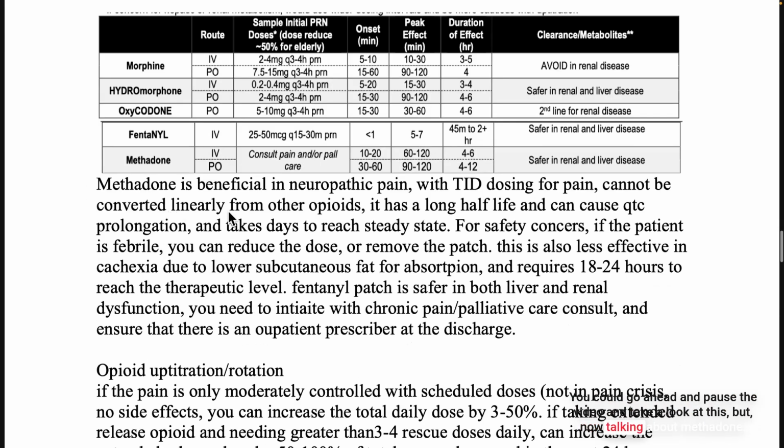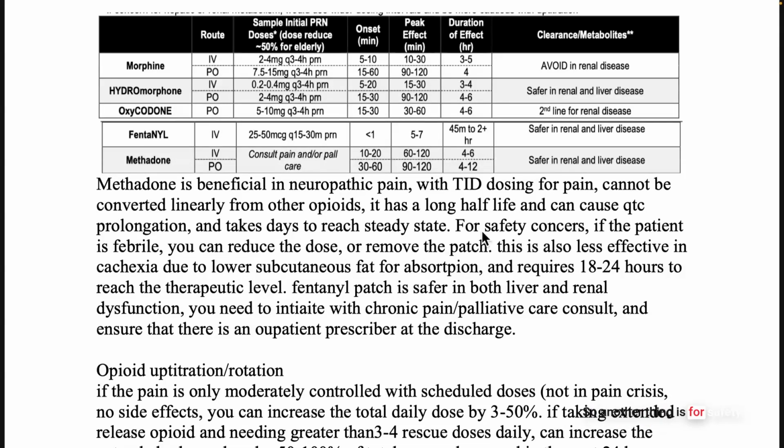But now talking about methadone. Methadone is beneficial in neuropathic pain with 3 times dosing for pain. It cannot be converted linearly from other opioids as it has a long half-life and can cause QT prolongation. It takes days to reach the steady state.